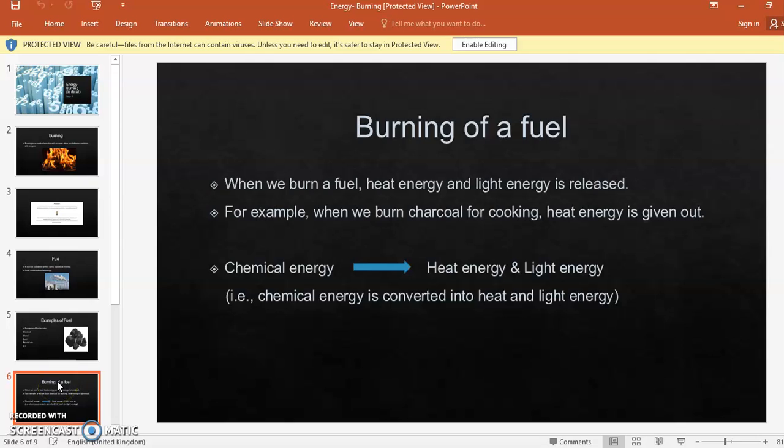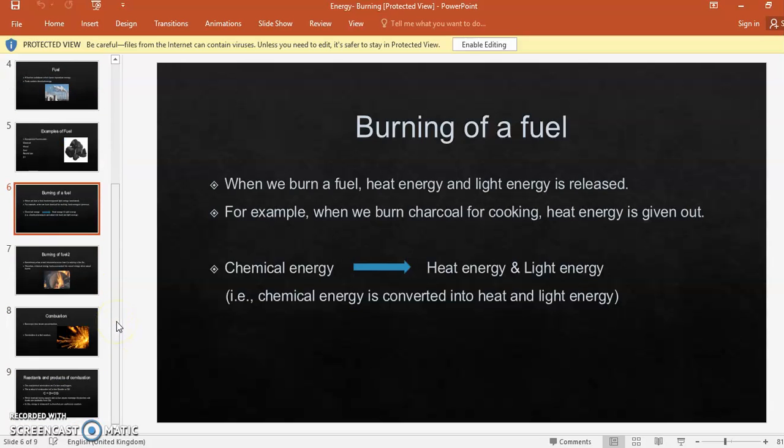Now, burning of a fuel. When we burn a fuel, heat energy and light energy is released. For example, when we burn charcoal for cooking, heat energy is given out. So, when we are burning charcoal, chemical energy is converted into heat energy and also light energy. That is, chemical energy is converted into heat and light energy. It's a nice form of transformation of energy from chemical to heat and light.